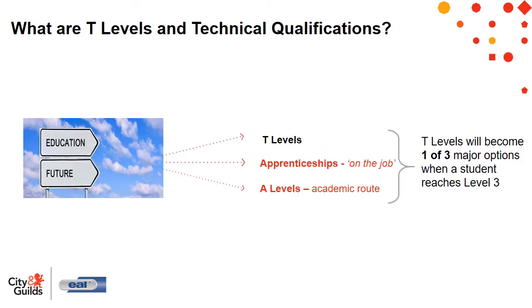So what are T-levels and technical qualifications? T-levels are going to become one of three major options when a student reaches level 3. So we've already got A-levels, the more academic route. We've got people in employment who are completing apprenticeships, carrying out training on the job as well as in colleges, training centres, etc. And then we've got this new model, which is a T-level, which is designed to get people into high-end education or employer focused and being more employable to get into the key industry area they're looking at. So that's going to be one of the three major options available.